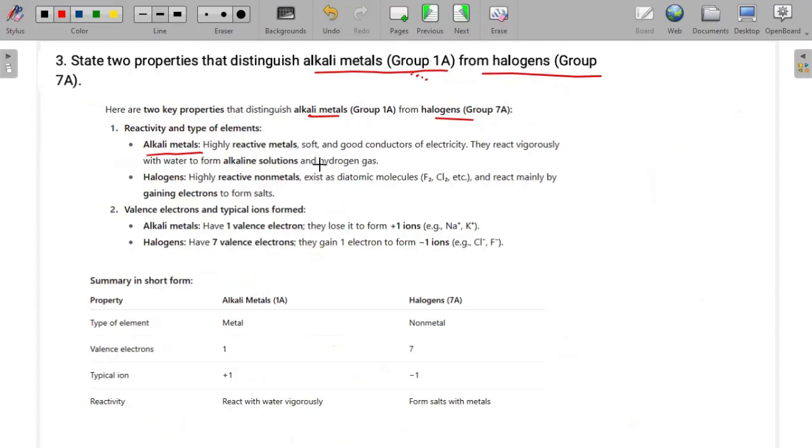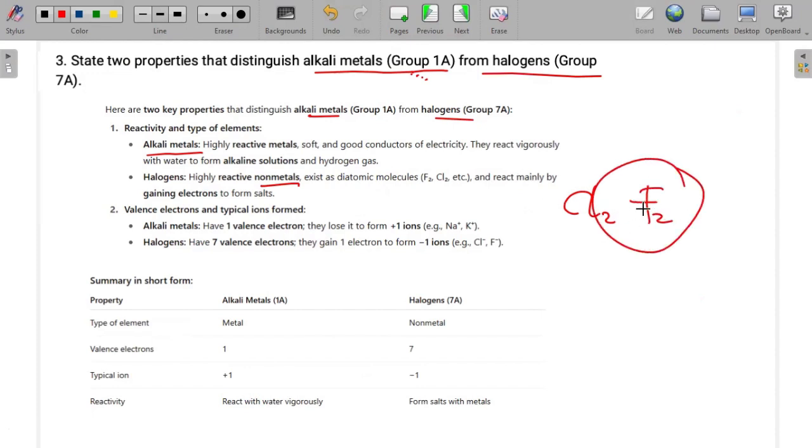They are soft and they are also good conductors of electricity. So they react vigorously with water to form alkaline solutions and hydrogen gas. What about the halogens? The halogens are also highly reactive, but these ones are non-metals. So they exist as diatomic molecules, like Cl2, like F2, like this.